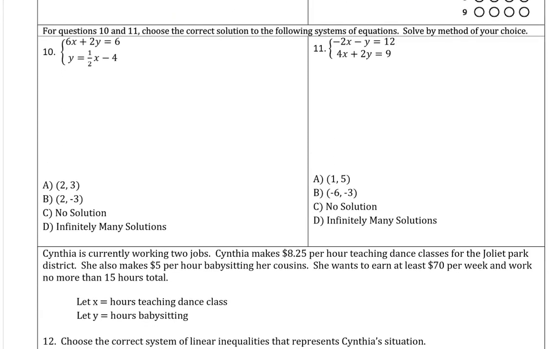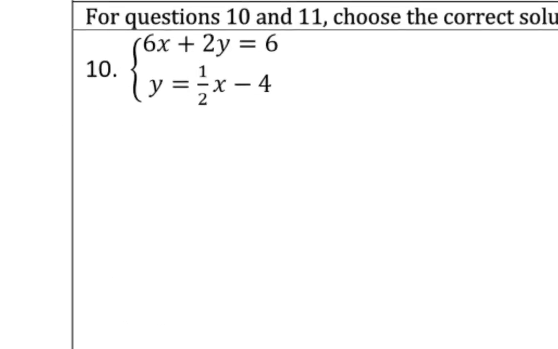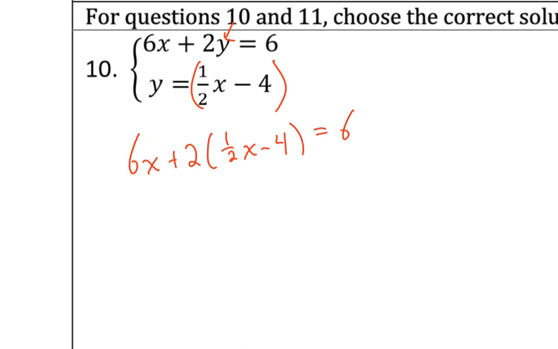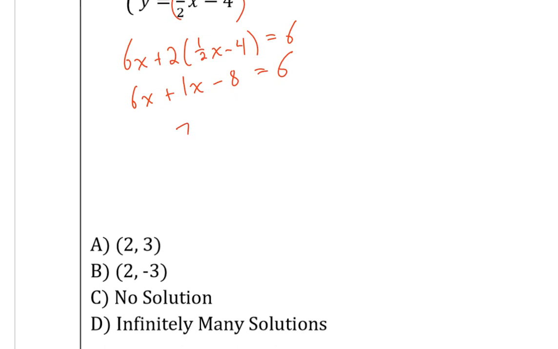All right, it says we could solve by any method. So for 10, we see that we already have a y by itself, so we can go ahead and substitute directly in. Distributing. Combining. Adding that 8 over. And dividing by 7.